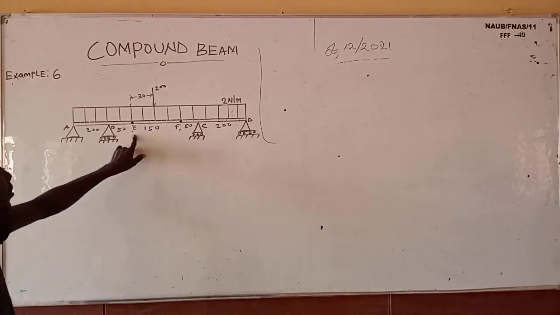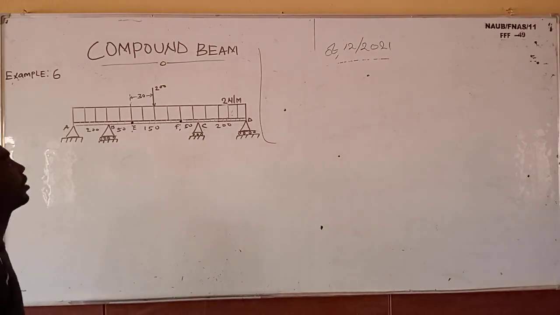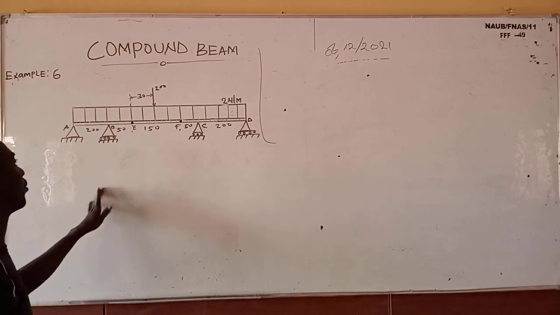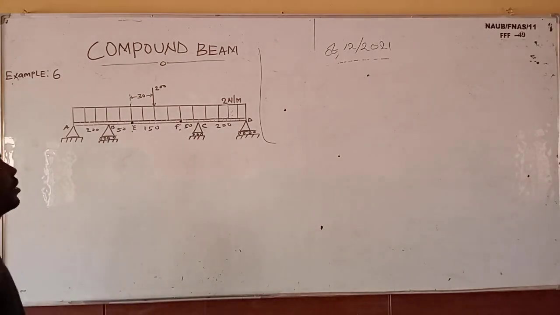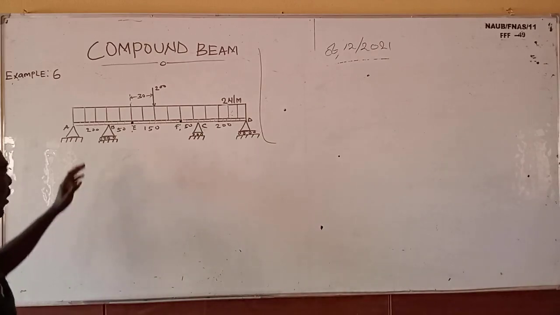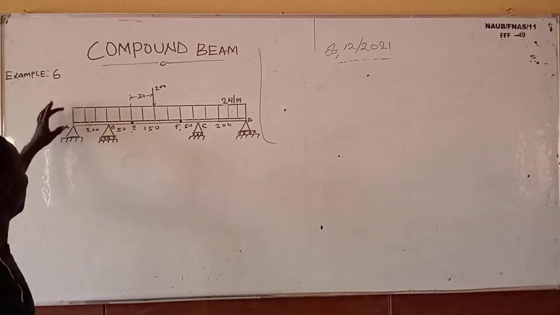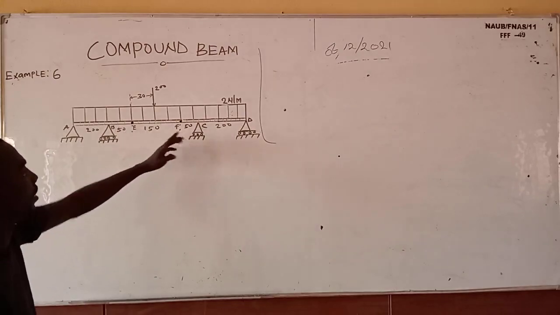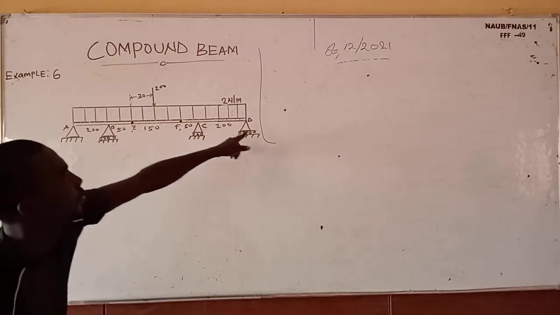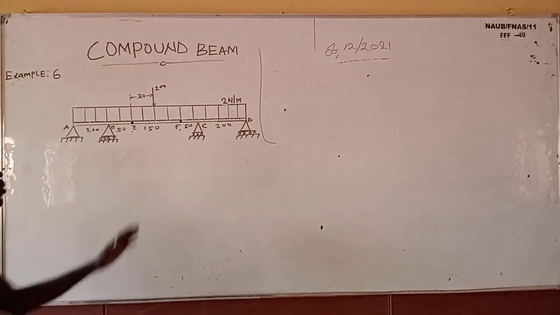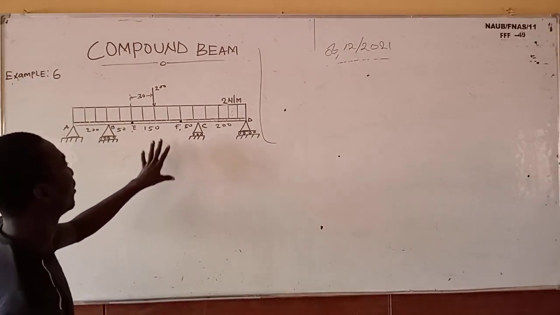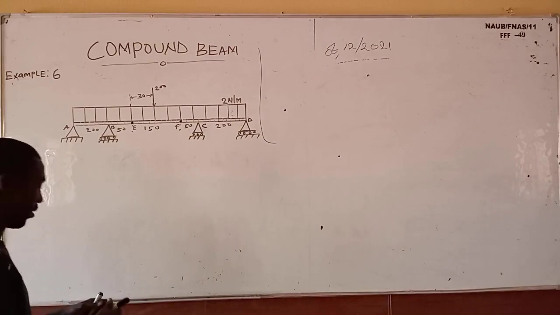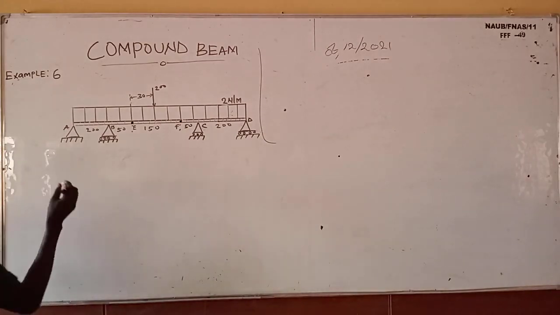We have a hinge at point E and a hinge at point F. So the first thing you are going to do is to break it down to separate the beam. If you are going to separate this, you separate from this point to this point. That is one beam. From this point to this point, that is another beam. From this point to this point, that is another beam. So it means we are going to separate it into what? Into 3. So it means it's going to be like this.